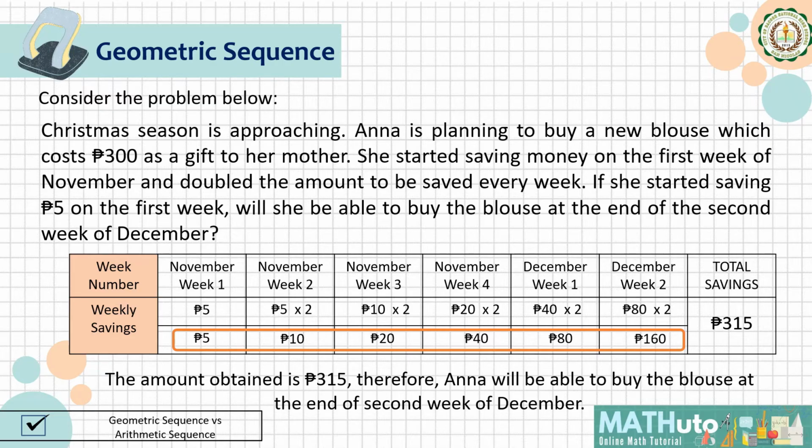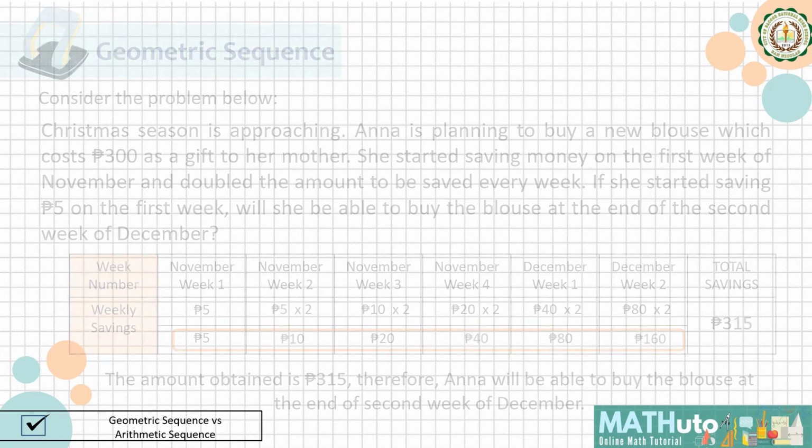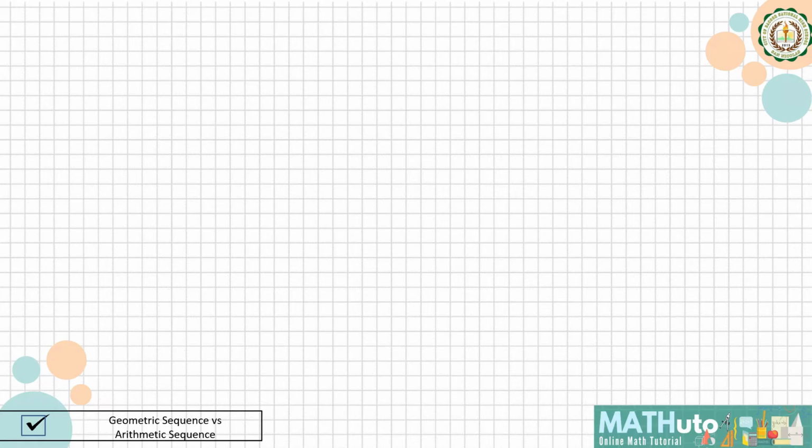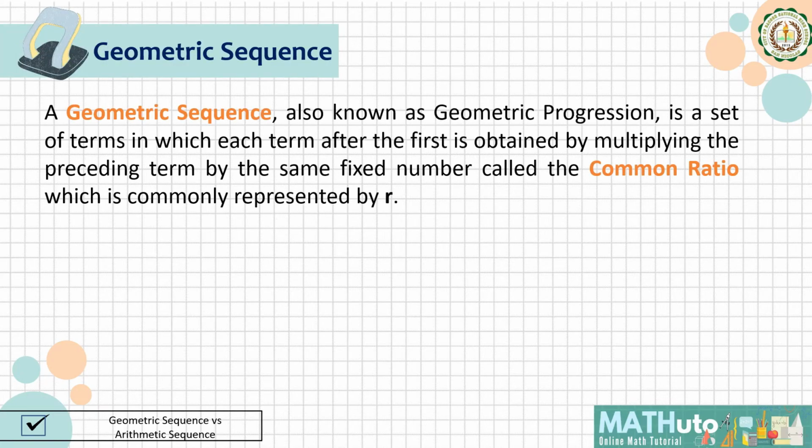And what is a geometric sequence? A geometric sequence, it is also known as geometric progression. It is a set of terms in which each term after the first is obtained by multiplying the preceding term by the same fixed number called the common ratio, which is commonly represented by R.